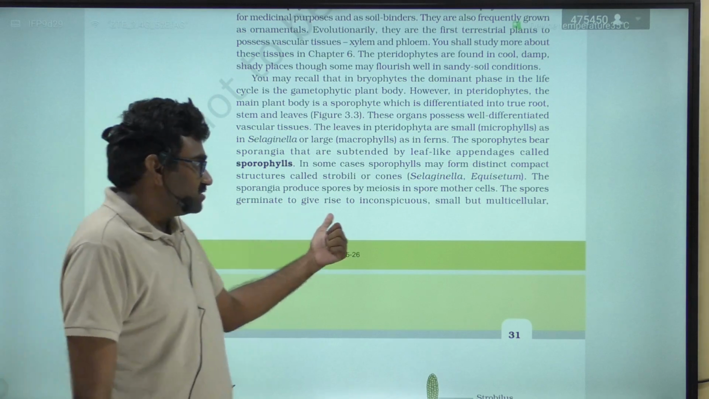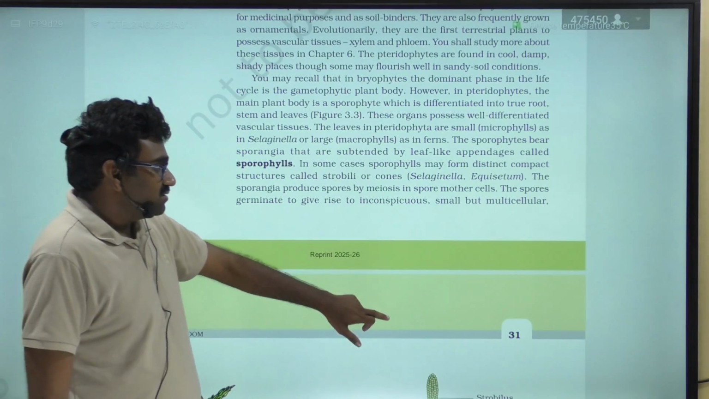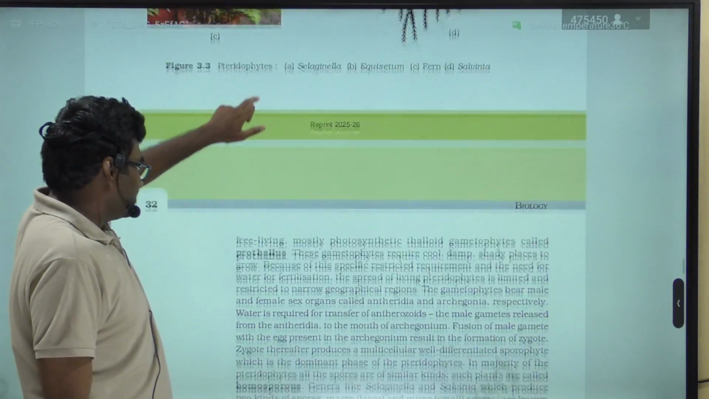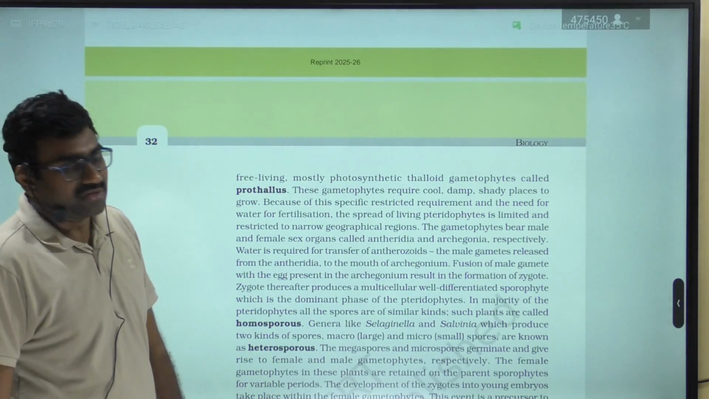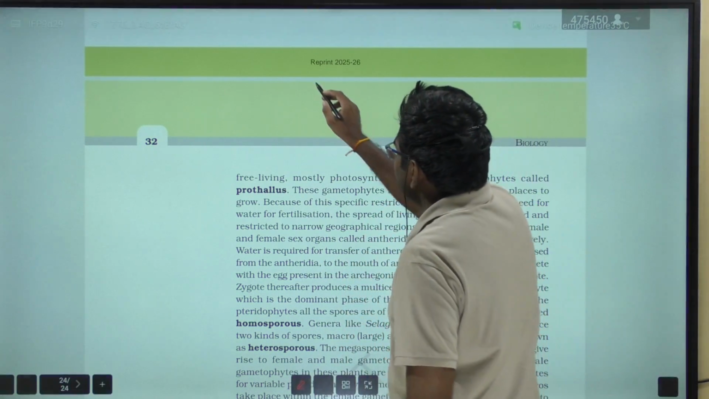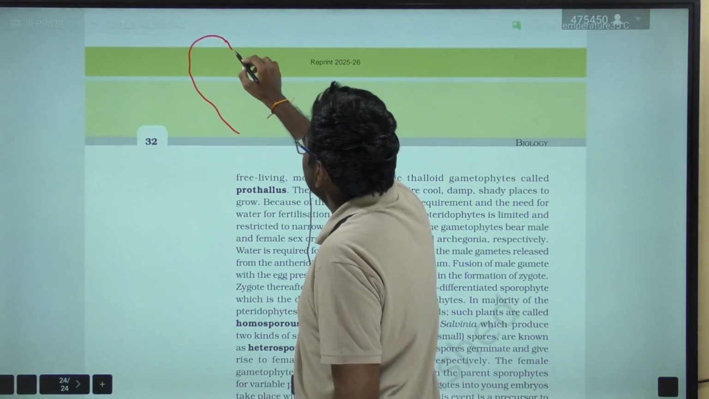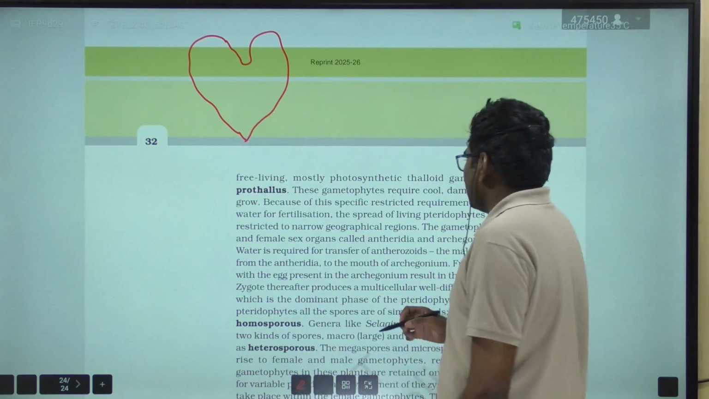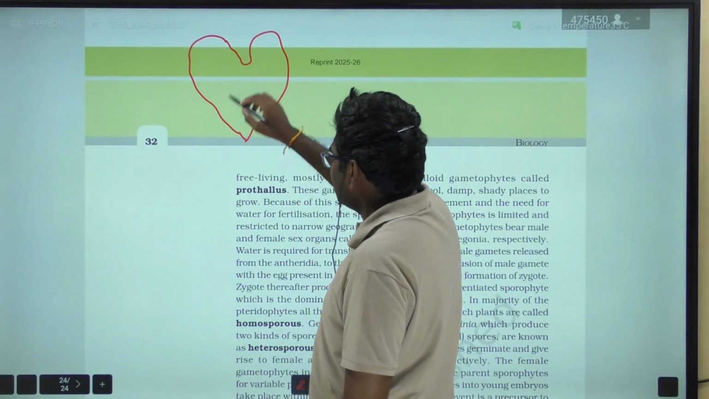The spores germinate to give rise to an inconspicuous, small but multicellular, free-living, mostly photosynthetic thalloid gametophyte called prothallus. It is small, multicellular, photosynthetic, green in color and inconspicuous.